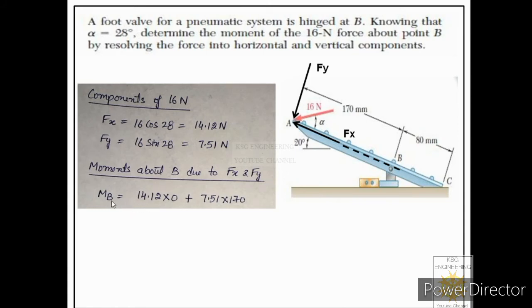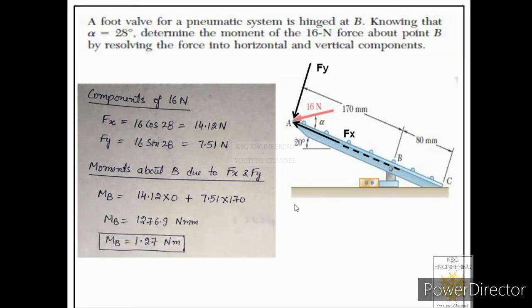Now you can see over here, moment because of 16 Newton force about point B will be equal to the sum of the moments because of these two components about the same point B. So we are applying Varignon's theorem. Over here you can see we are using this component Fx, but its moment arm is 0 because its line of action intersects with the moment center. Plus, because moment because of this particular force is an anti-clockwise moment, we have considered plus over here. Its magnitude that is 7.51 multiplied by its moment arm, that is 170. So from here we will get our answer.